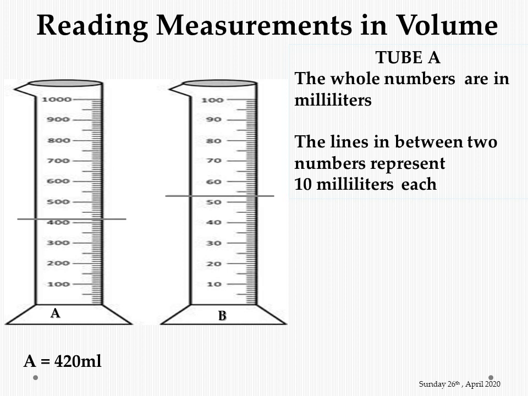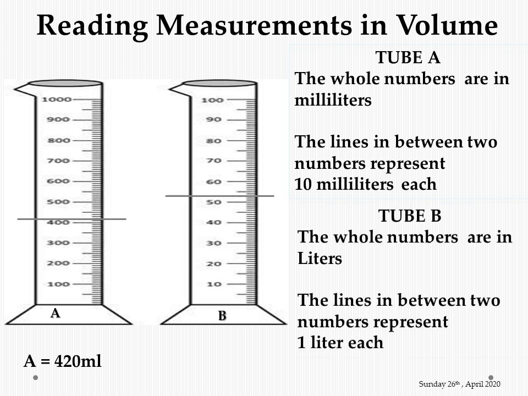Let's look at tube B. The whole numbers here are in liters, and the little lines you see in between them, between 10 and 20, 20 and 30, 30 and 40, and so on, represent 1 liter each. So how do we measure this now?